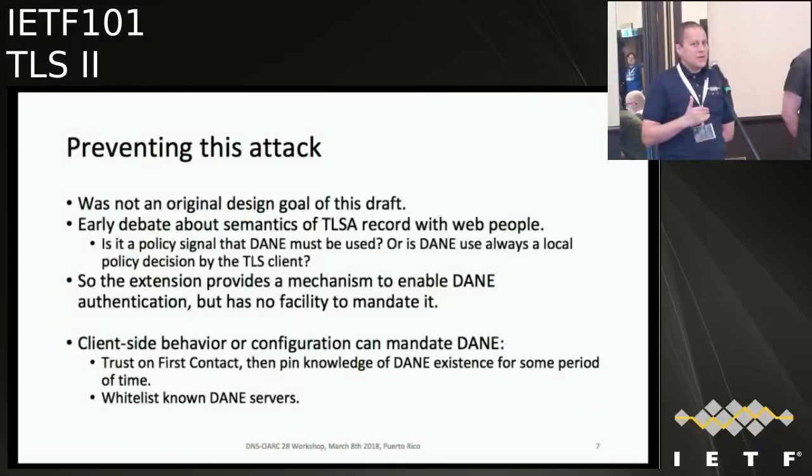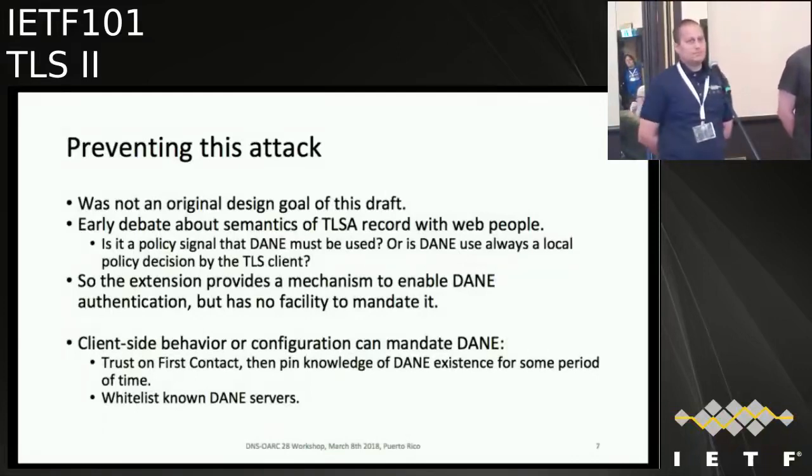However, in the draft, we describe mechanisms by which the client, if it wants to be sure it can use DANE, can do that. The two methods that we offer: the first one is a kind of trust on first contact mechanism, where if you connect to a server and it offers DANE, you remember that fact for some specified period of time, and then you enforce DANE on subsequent connections. The other one was to just whitelist known DANE servers.